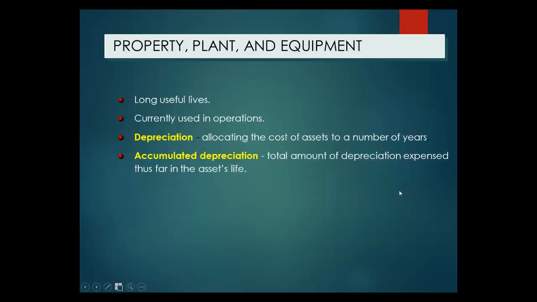Okay. Property, plant, and equipment. You have worked with this. You have worked with equipment. When we say property, we mean land, and plant, we mean building. Could be an office building, could be a manufacturing plant. So they have long, useful lives, but in order to be in this category, they must be currently used in operations. And these equipment and buildings depreciate, and that's allocating the cost of the asset to a number of years, and then we track that depreciation in the accumulated depreciation account. And all of that would go under the property, plant, and equipment category.